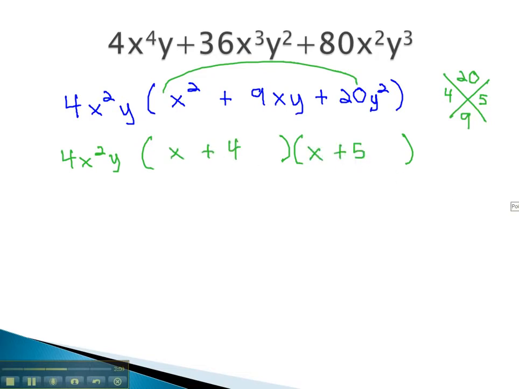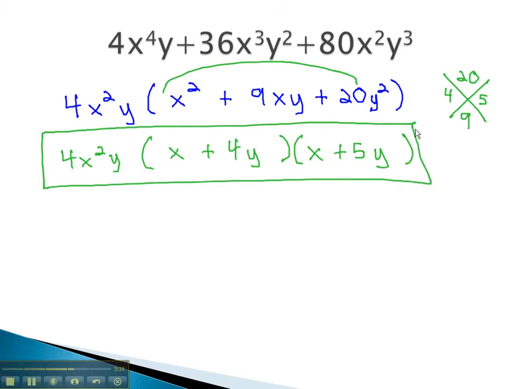However, before we're done, we need to notice that there are y's in this expression at the end. This means we need y's in each of our factors as well, x plus 4y and x plus 5y. And that will give us our final factors, 4x squared y times x plus 4y times x plus 5y. Always factor the GCF first.